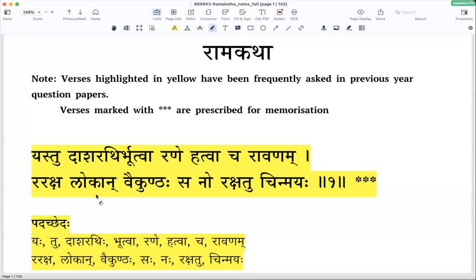Okay. So do you want to start off with the first sloka? You want me to start? Okay. Yeah, go on. Sure, 1 second, hold on.